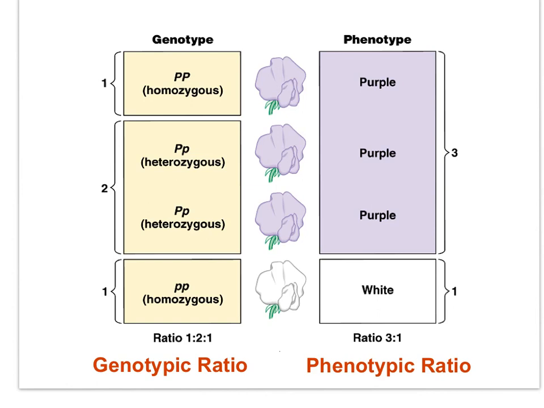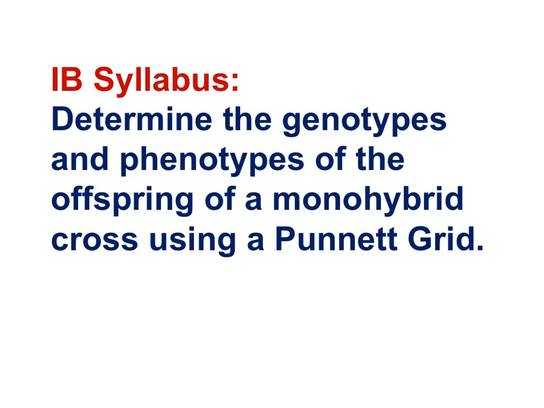Now here's a slide to emphasize the difference between the F2 genotypic and phenotypic ratios resulting from a monohybrid cross. A monohybrid cross results in a phenotypic ratio of 3 to 1 and a genotypic ratio of 1 homozygous dominant, 2 heterozygous, and 1 homozygous recessive. Study this slide to bring these ratios under control. This IB syllabus statement should feel familiar: determine the genotypes and phenotypes of the offspring of a monohybrid cross using a Punnett grid.